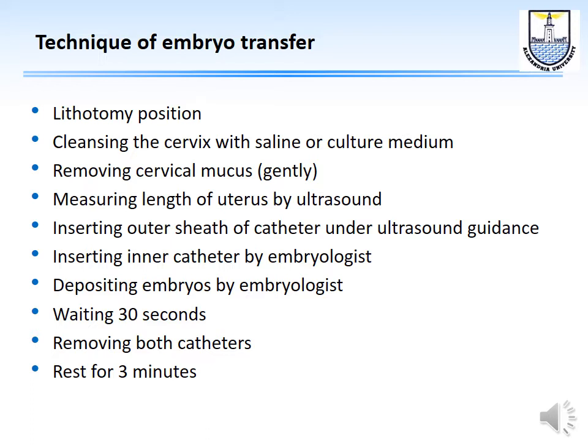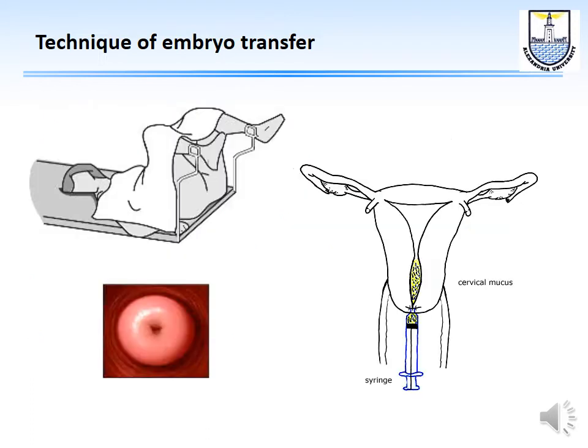and then we ask the embryologist to bring the embryos inside the inner catheter, and then we deposit the embryos, either by the embryologist or by ourselves. This is, of course, if we are doing the post-loading method, as we are going to describe. Then we wait for about 30 seconds. We remove both catheters, and then we ask the patient to rest for about 3 minutes.